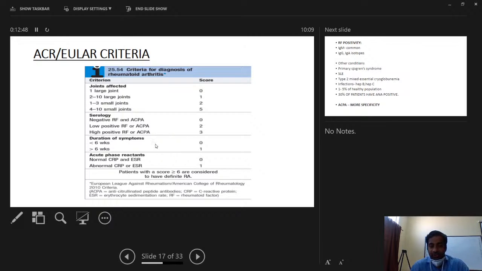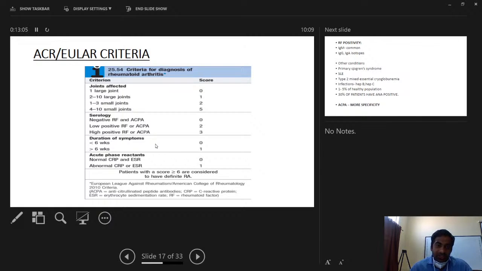Duration of symptoms: if the duration is less than 6 weeks, score 0; greater than 6 weeks, score 1. Acute phase reactants: normal CRP and ESR, score is 0. Abnormal CRP or ESR, score is 1. So for the acute phase reactants, you have a score of 0 or 1.